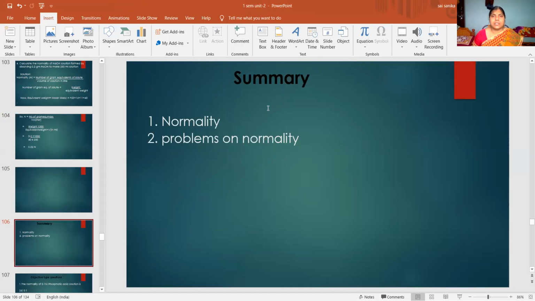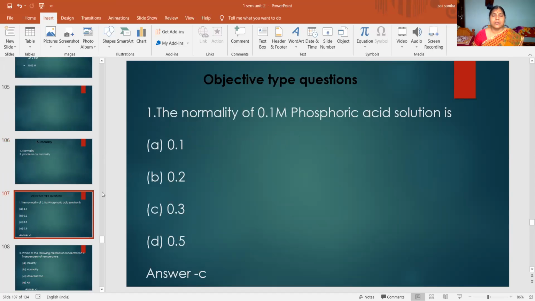Okay. Then come to the summary. So what have we discussed in this period? What is normality? What is the formula for normality? And what are the units for normality, and problems on normality? Then what type of objective type questions can we expect from this topic? So our topic is normality. You may get problematic objective type questions, or some formula for normality. So what is the formula for normality, they can ask. So we'll see what type of questions.